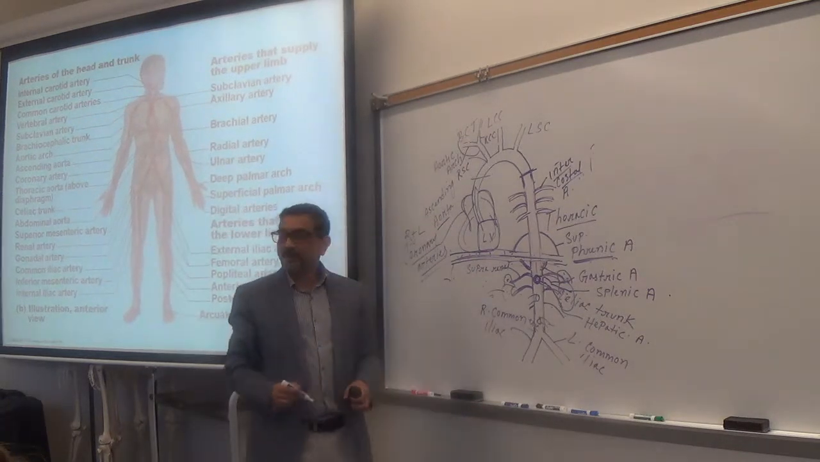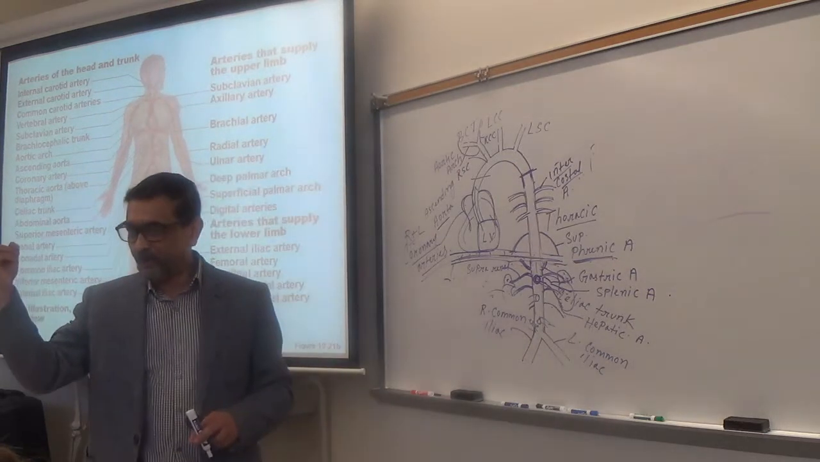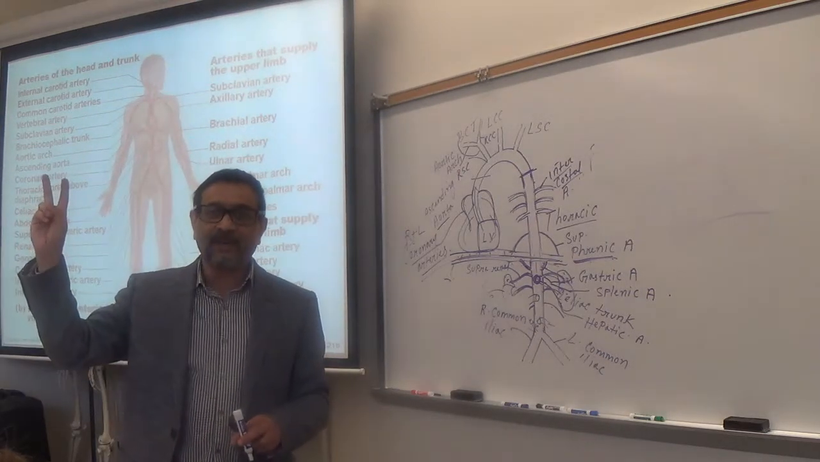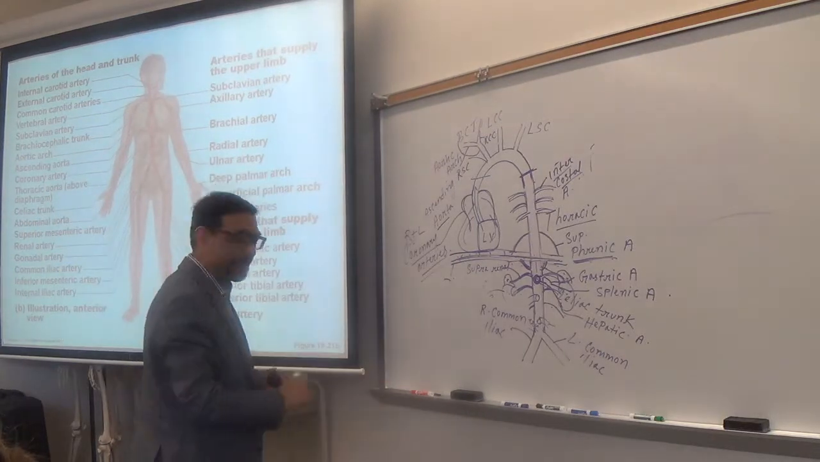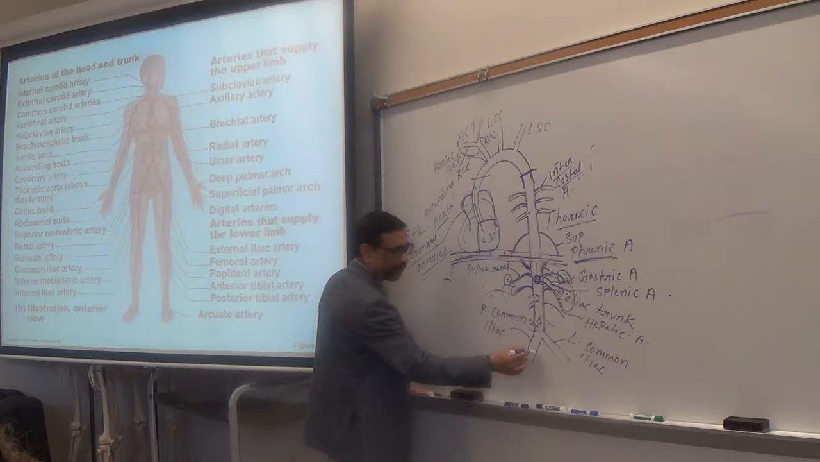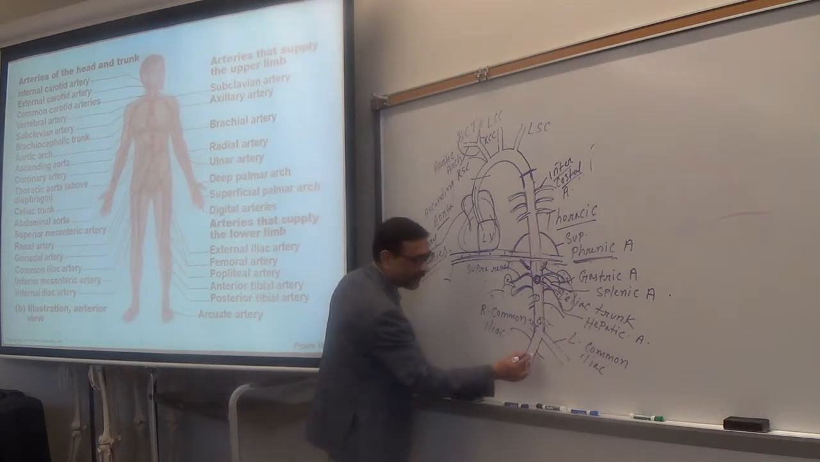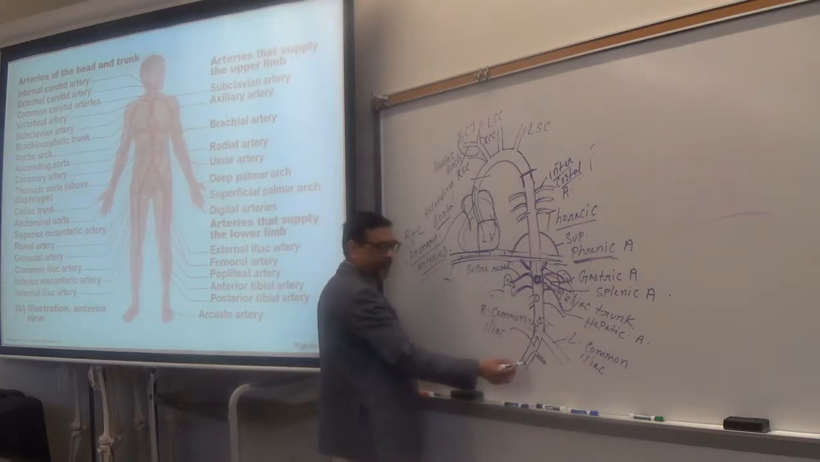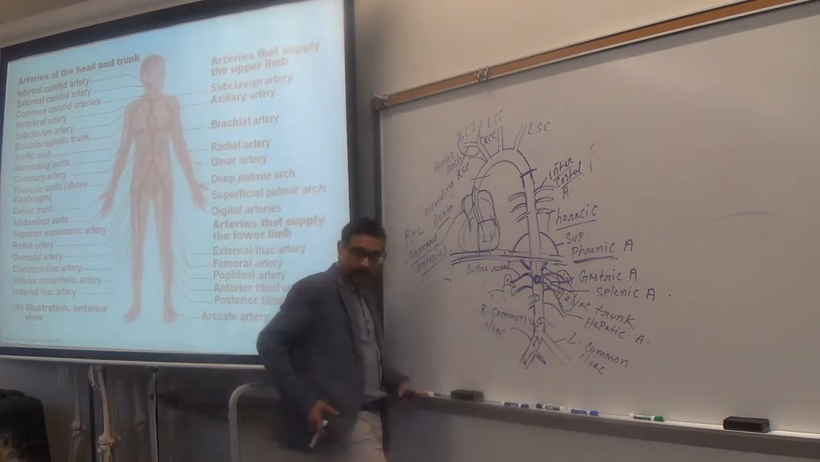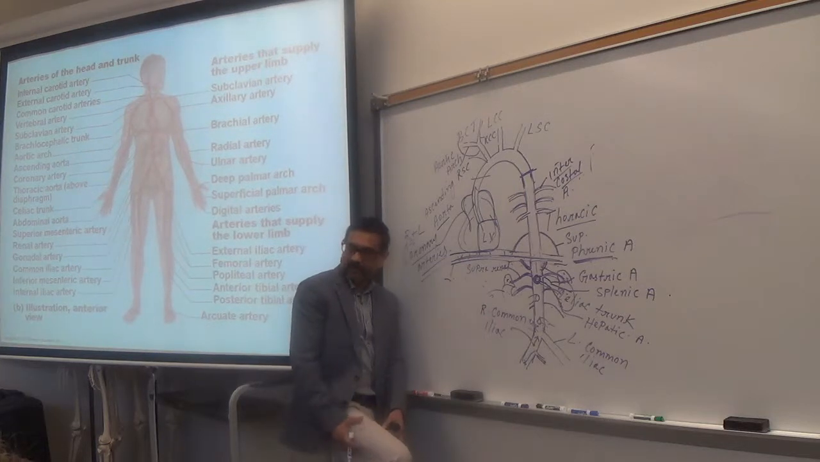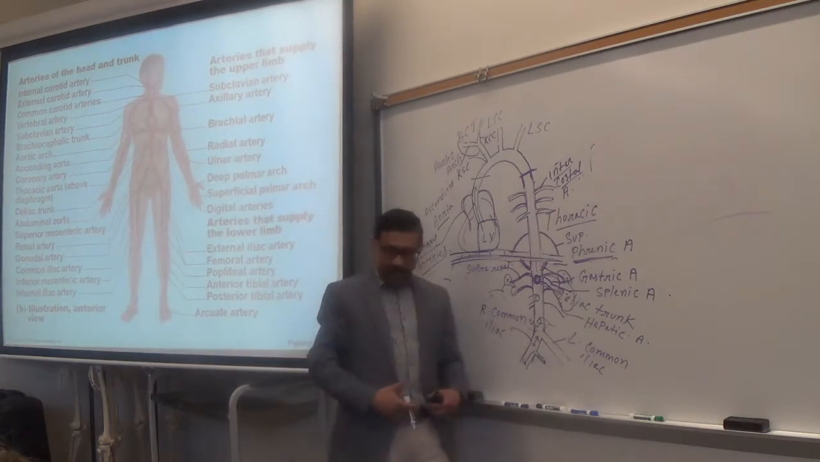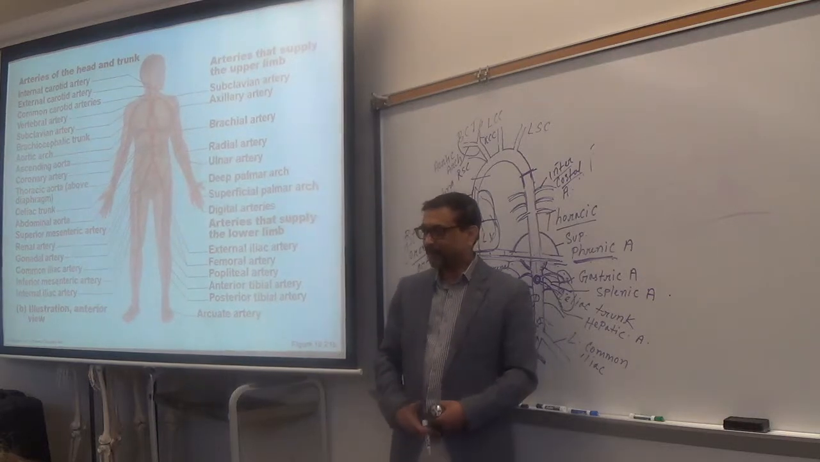Now I said common will divide into what? Two: external and internal. So same thing will happen here too. Both common will divide into internal and external. Now you see here, this is common, this part, and then it divides into external and internal. Which one is big, external or internal? External. External goes to the lower limb, to the thigh. Internal stays here in the pelvic area, pelvic cavity. Make sense?